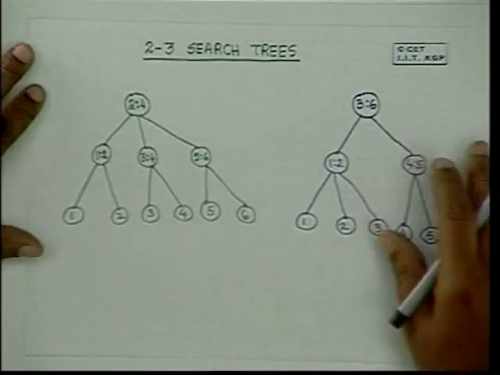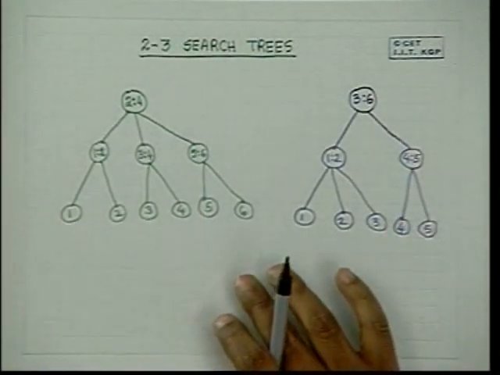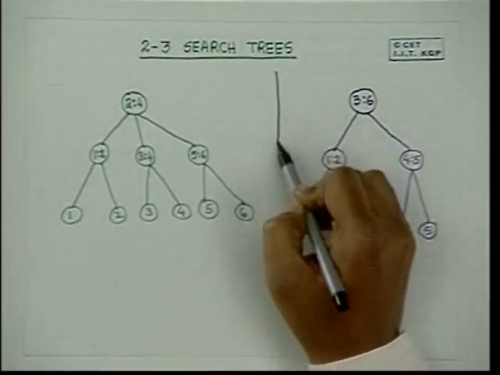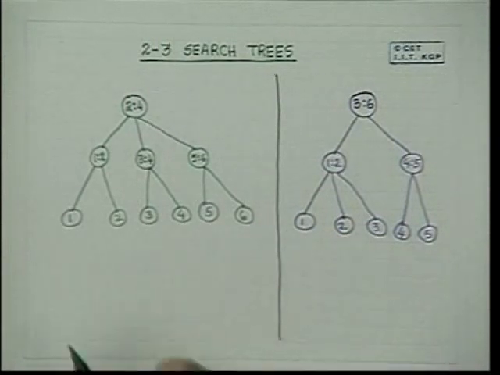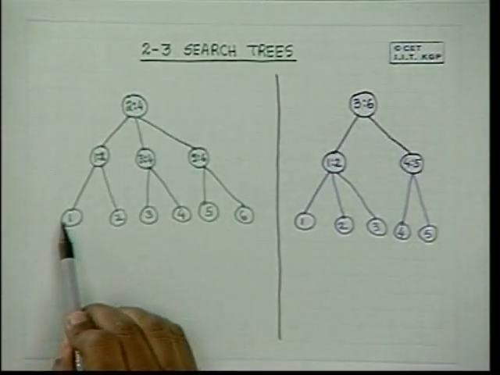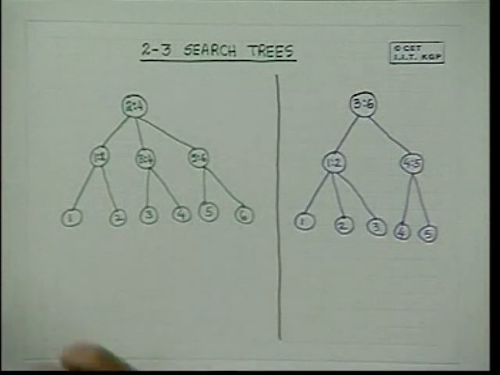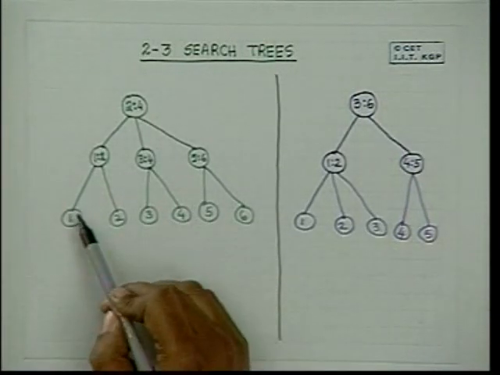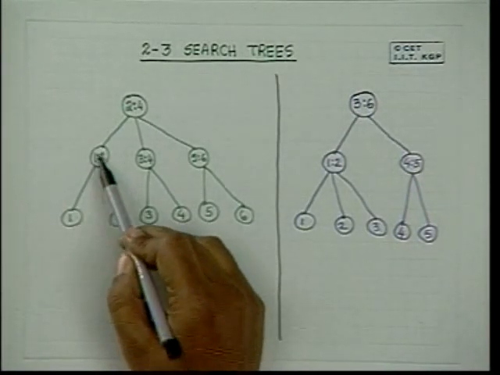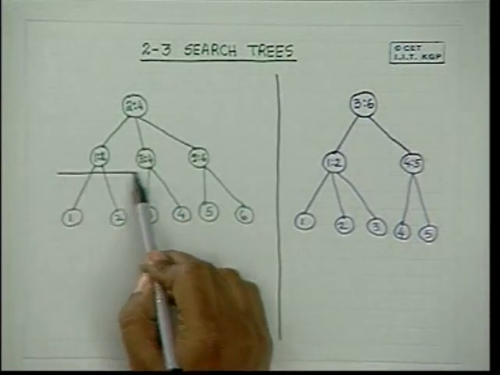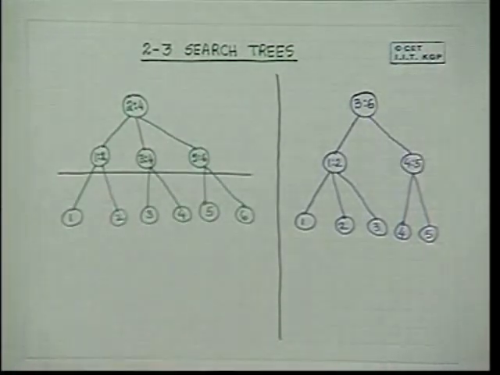So let us have a look at 2 examples. These are 2 2-3 search trees. The values here are 1, 2, 3, 4, 5, 6, and every internal node, these are the internal non-leaf nodes and these are the leaf nodes.